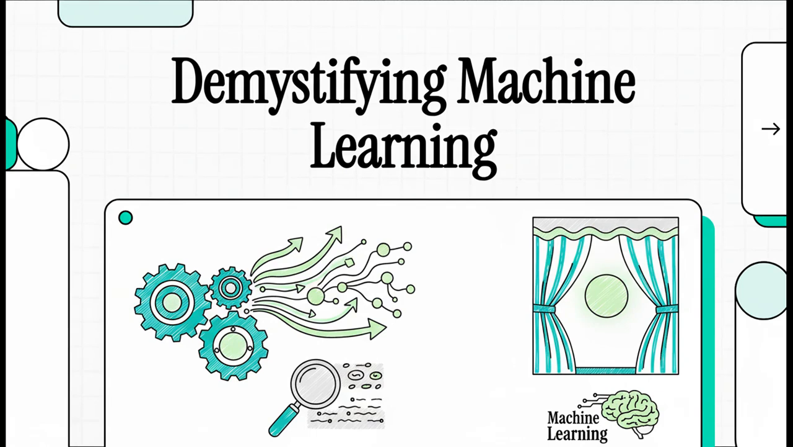You ever wonder how your phone just knows your face, or how your email is so good at spotting junk mail? Well, that's machine learning in action. And you know what? It's not magic. It's a process. So let's break down exactly how a machine actually learns.